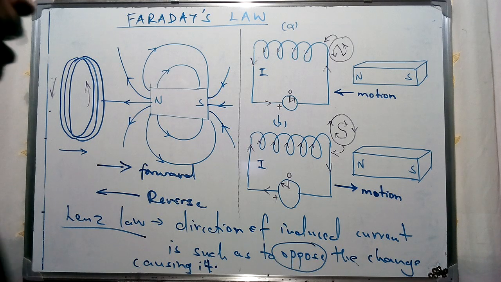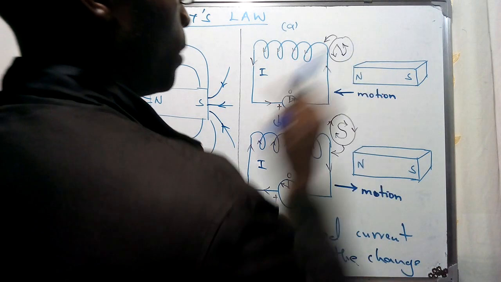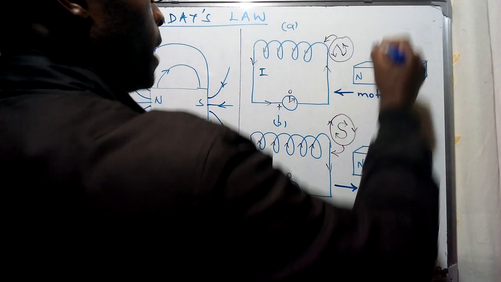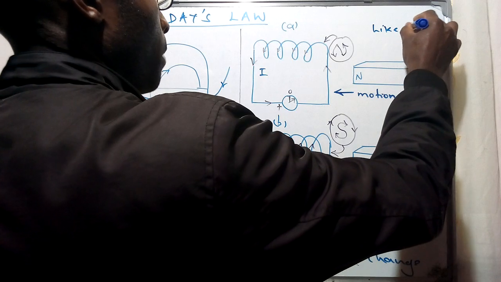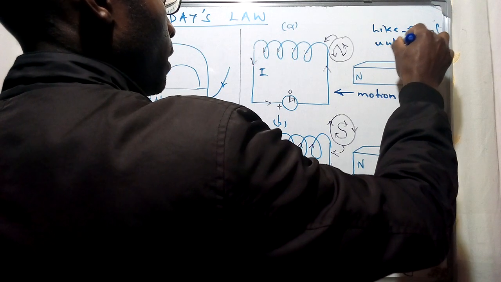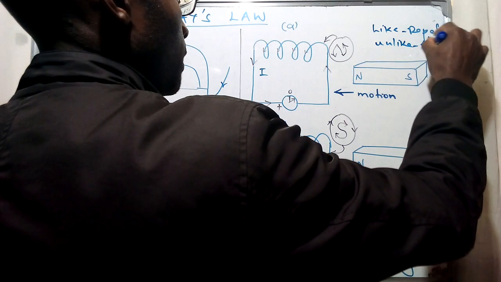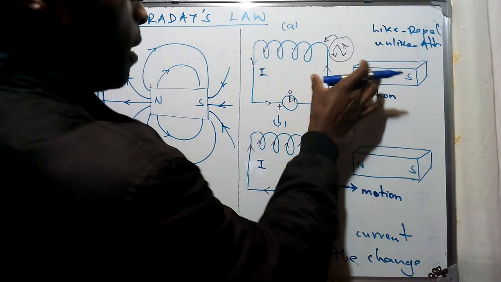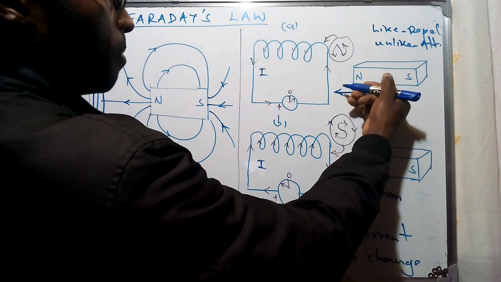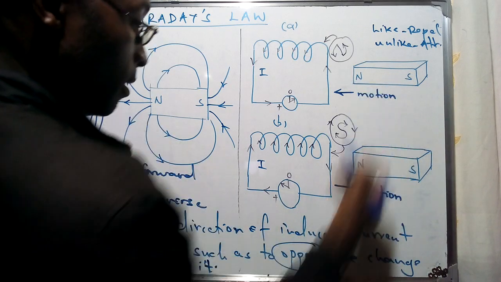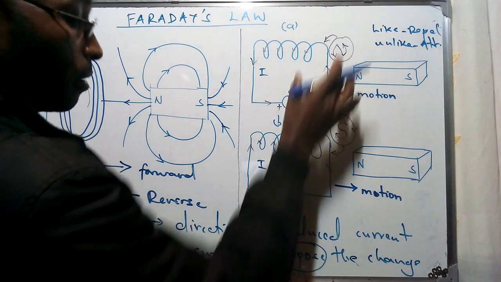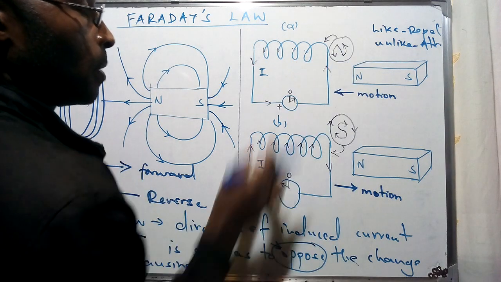Now, the specific wording of this term from Lenz's law is what we are going to consider. From our previous discussion on the laws of attraction and repulsion for magnets, we said that like poles are going to repel, and unlike poles are going to attract. So if we are moving this north pole of the magnet in this particular direction, from Lenz's law we expect that the effect which is created is going to oppose this motion.